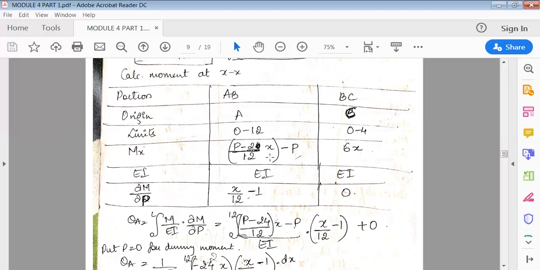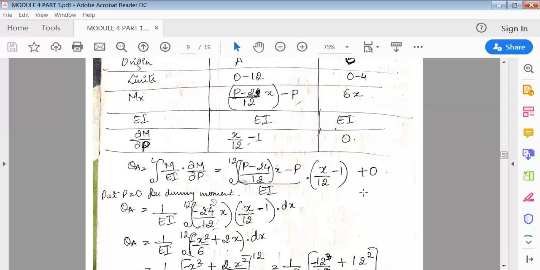So it is now dou P x divided by 12. So dou P will cancel, and you're left with only X by 12 minus dou P by dou P, which is 1. So write 1. Here there is no P in it, so dou P by dou P becomes 0. You cannot differentiate because there is no P.